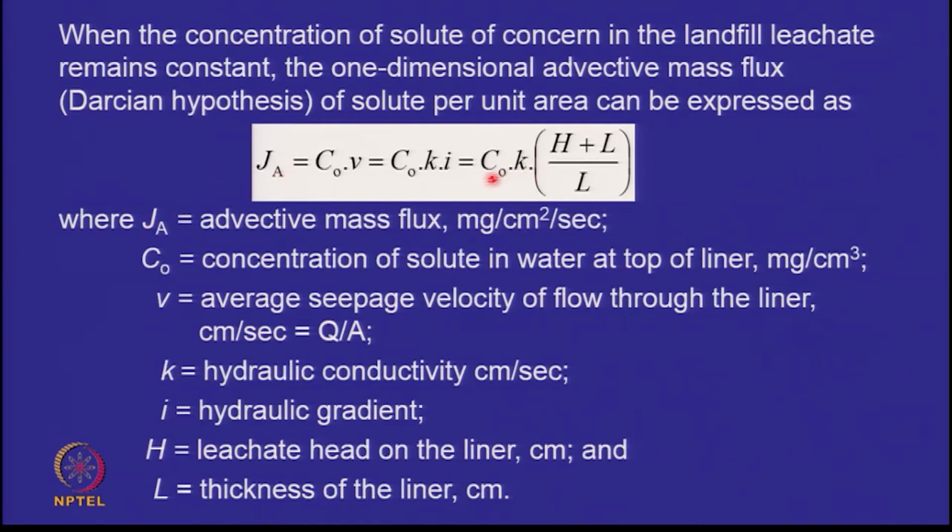So compute the advective mass flux using this formula. You have C naught, 600 milligram per liter. K, if it is compacted clay liner, it is 10 to the power of minus 7 centimeters per second. If it is GCL, it's 10 to the power of minus 9. H plus L vary. H is 0.3 meters in both the cases, but L is varying. Okay. So what is the advective mass flux for the first case in the compacted clay liner, and then the second case in the GCL?